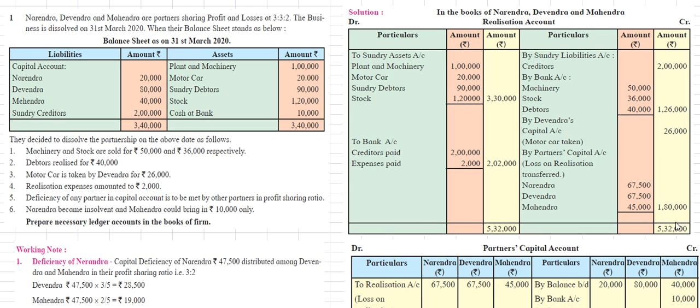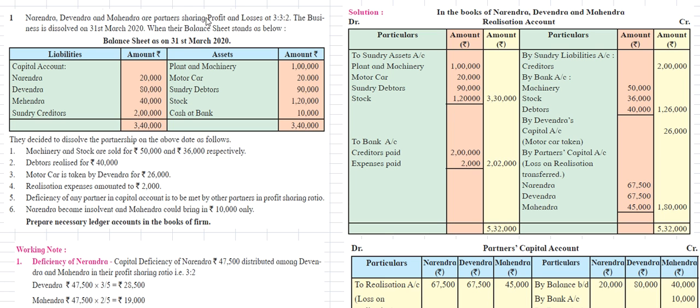This 1 lakh 80,000 rupees will be transferred to the partners' capital accounts. So that is in the ratio of 5 is to 3 is to 3 is to 2. So 1 lakh 80,000 into 3 divided by 8. So they will get 67,500 as Narendra. For the Devendra it is 67,500 because the profit sharing ratio is the same.